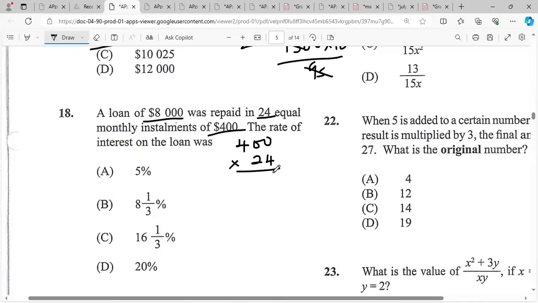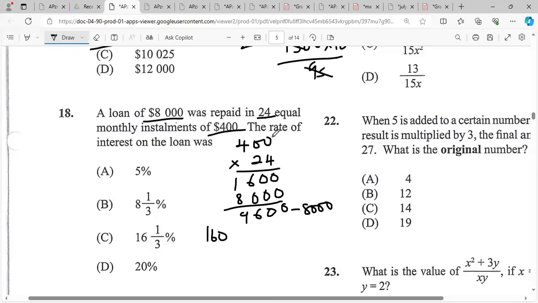So 400, 400, 4416. Put a 0 for all the space, 200, 200, 248. So 0, 0, 6, 9. So that means you pay back what? 9, 6. That means you pay back 1,600 extra.